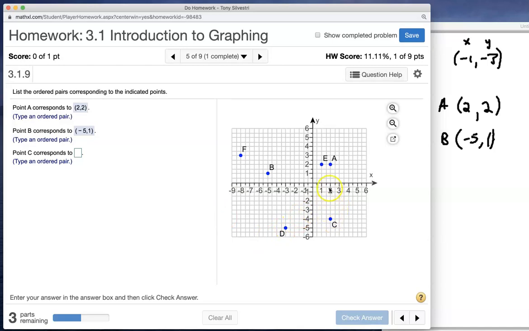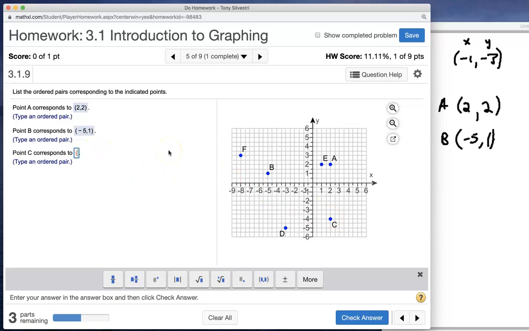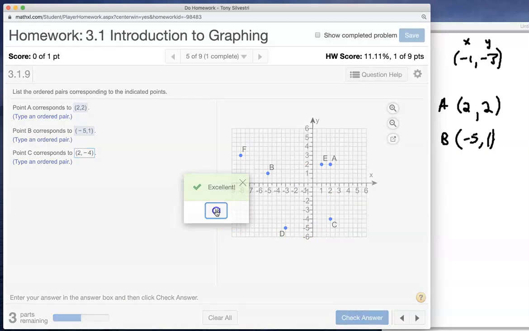So what's C? C is over here someplace. In order to get to C, forget going directly. This is not an airplane. You have to go from the center, horizontal first, 2 units, then down 4. So it's 2 comma -4, not 4. It can't be 4 because 4 would bring you up. We have to go down to get to C. Check your answer. Good job.